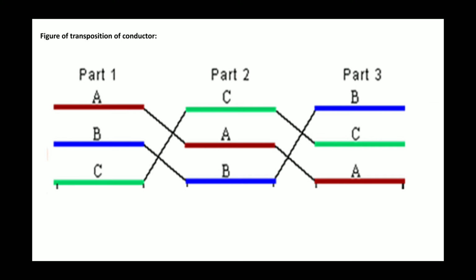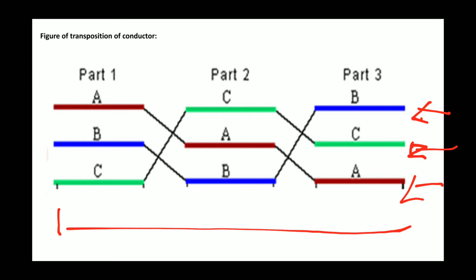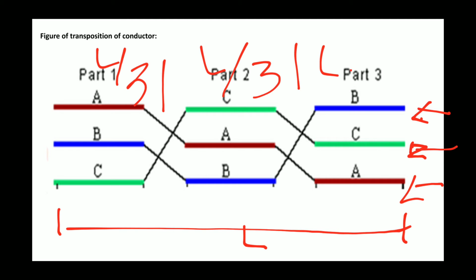This exchange of position of conductors of a three-phase line is called transposition. Okay, so in this diagram, suppose this one is the first position. In the first position it is RYB, in the second position it is BRY, and the third one is YBR. Then suppose we consider the total length is L. So part 1 is L by 3, part 2 is L by 3, and part 3 is also L by 3. So we divide it into three parts.